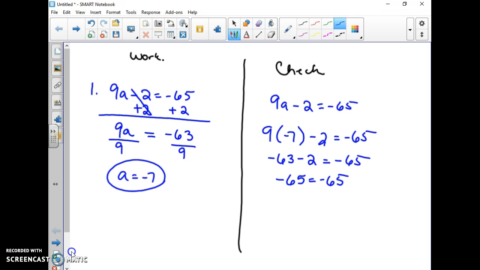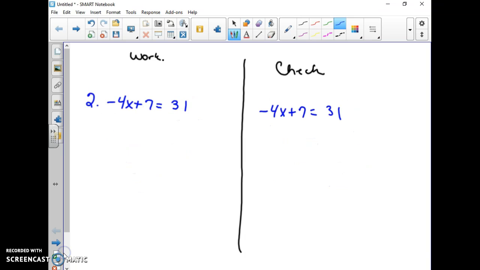Remember, when one side of the equal sign equals the other side, then we know that a is equal to negative 7, because when we substitute it in, it does make it true. Okay, problem number 2, locate our variable. It's over here on the left-hand side. Remember, it's not always on the left-hand side. So we want to get this variable by itself.